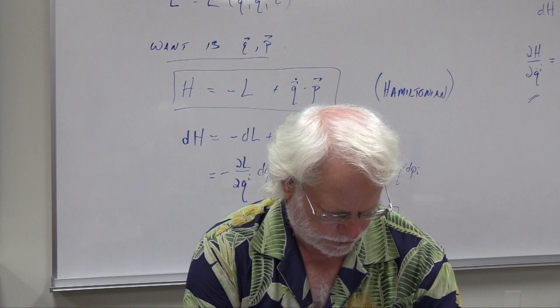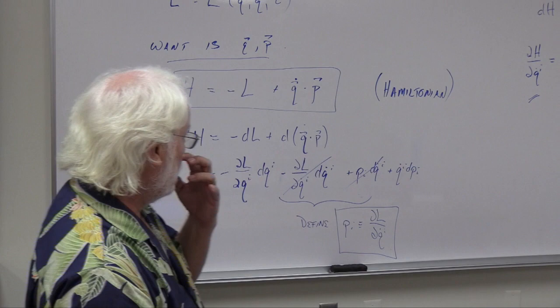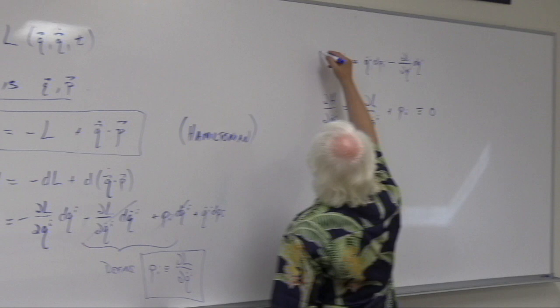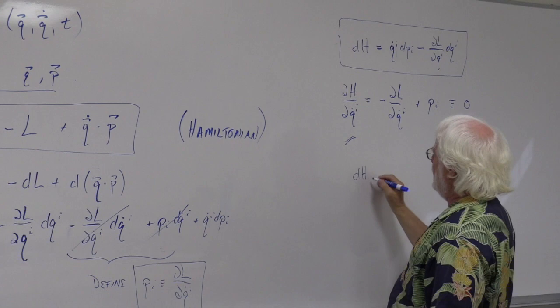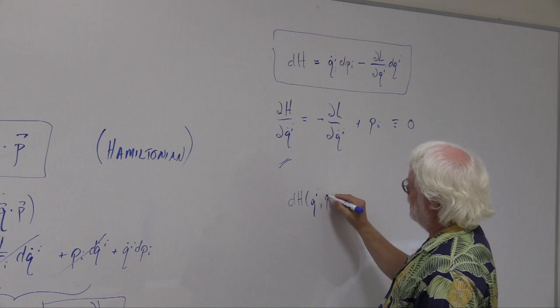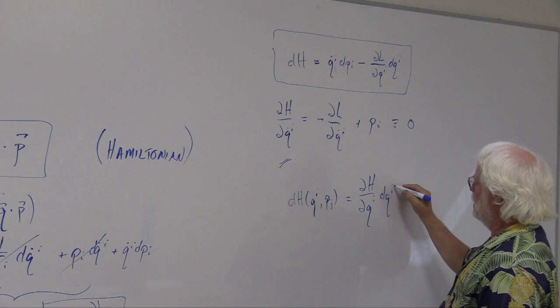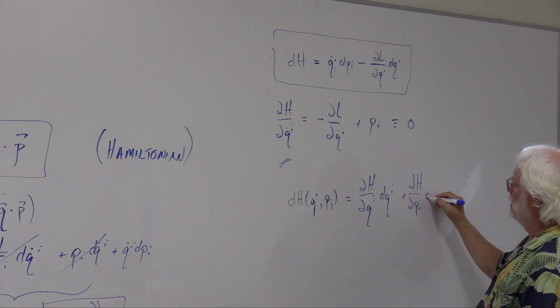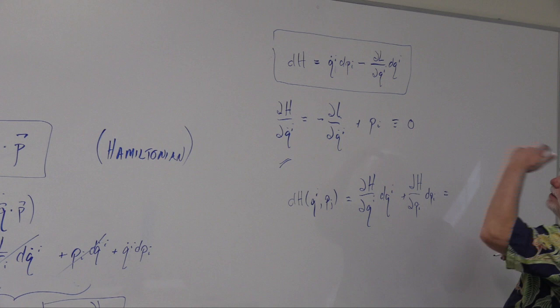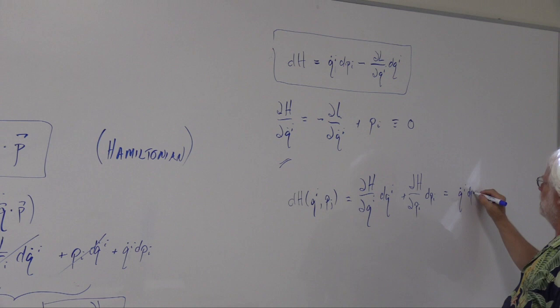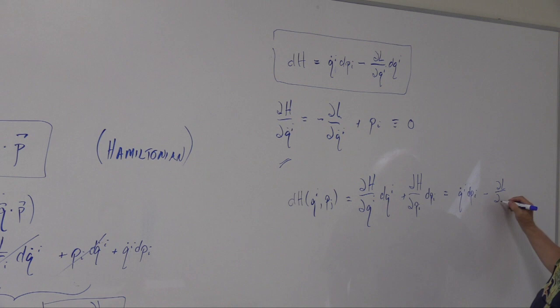Okay, now the equations of motion are built into this. So if we look at this form up here, we can always write H. Remember, H is a function of the positions Qi and the momenta Pj. So it's going to be the partial of H with respect to Qi times dQi plus the partial of H with respect to Pi, dPi. And that has to be equal to the differential we just came up with, Qi dot dPi minus partial L with respect to Qi dQi.